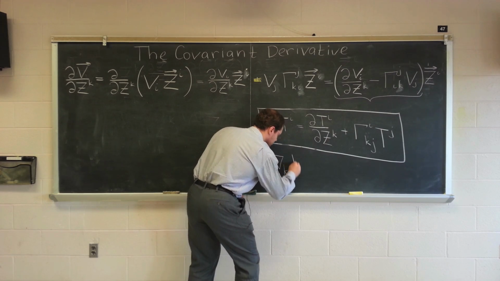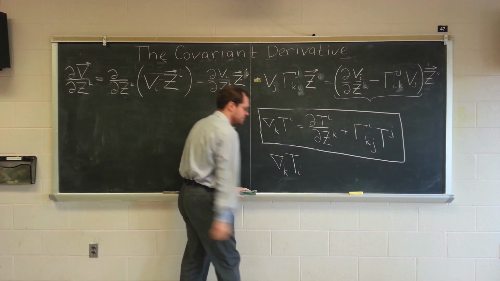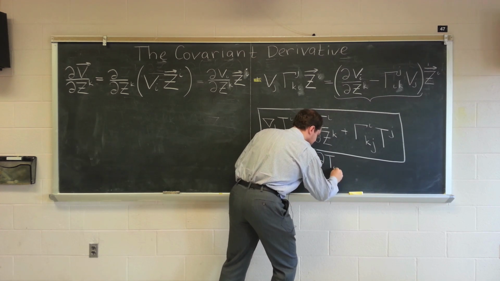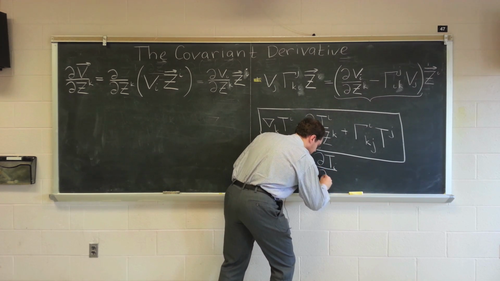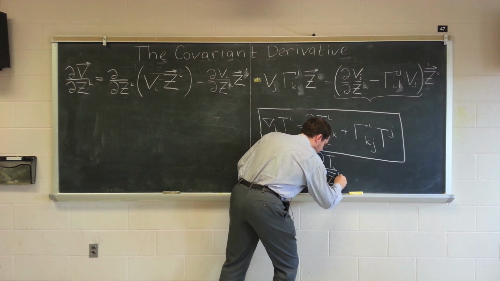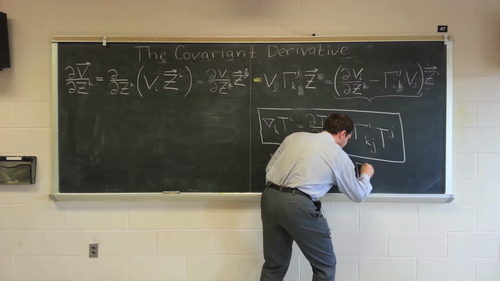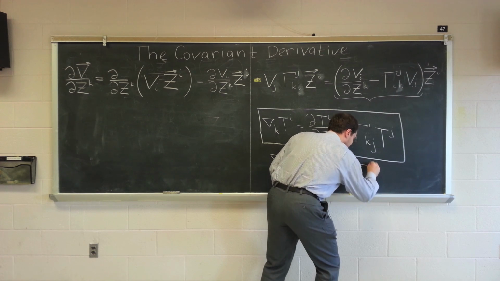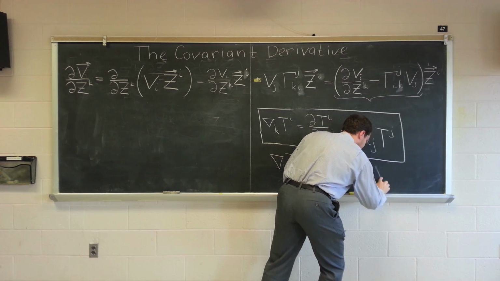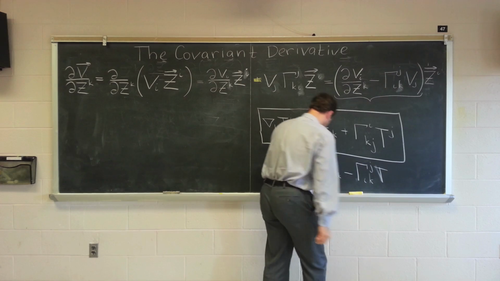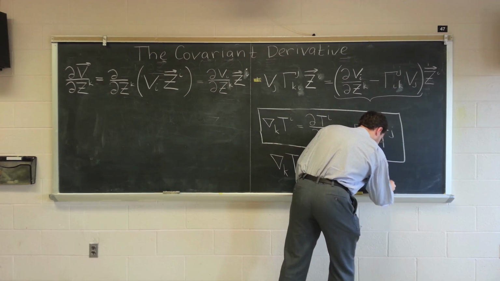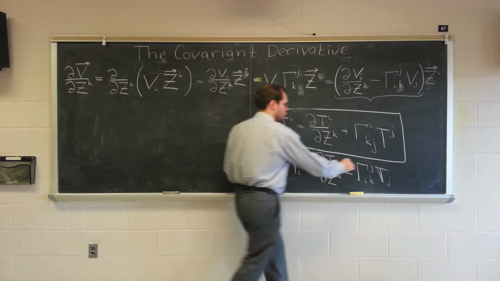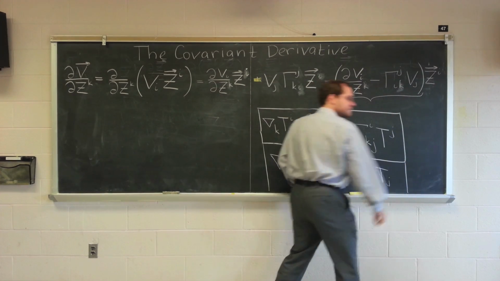So if you apply this to a covariant tensor, it's once again the partial derivative minus the indices place themselves, lower I, lower K, upper J, then you repeat the tensor J. And that's the definition for the covariant tensor.